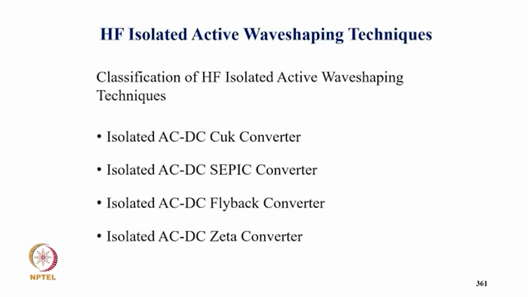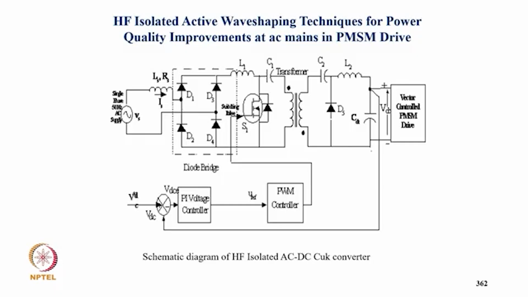Now coming to the high frequency active wave shaper. The classification of high frequency isolated active wave shaper techniques is: isolated AC/DC converter, isolated AC/DC SEPIC converter, isolated AC/DC flyback converter, and isolated AC/DC zeta converter. This is the schematic diagram of the high frequency isolated AC/DC converter.